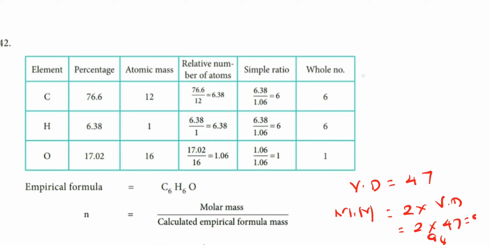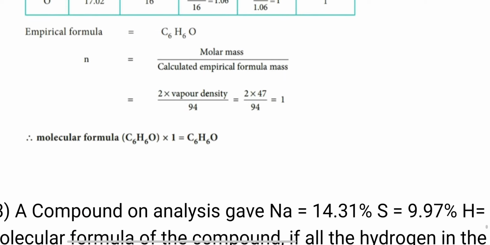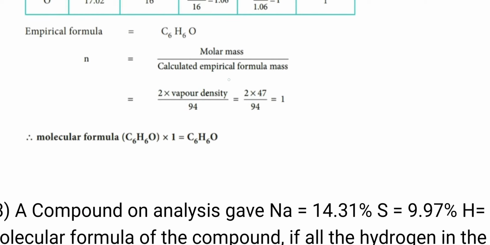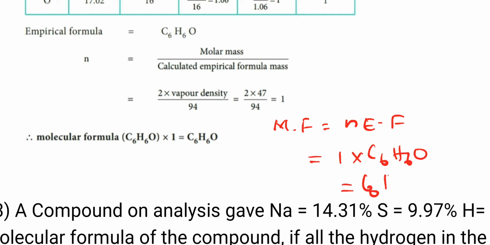We use that in our calculation. The empirical formula mass is 94, so 94 by 94 is equal to 1. What is the formula for the molecular formula? Molecular formula is equal to n into empirical formula. What is the n value? 1. So 1 into C6H6O. Therefore, C6H6O is the molecular formula.